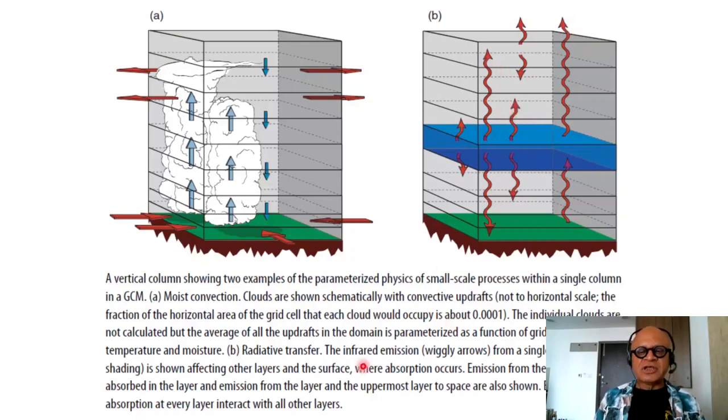So this is a complicated calculation. In fact, in the atmospheric GCM, radiative transfer calculations are the biggest part of the computational cost. Infrared emission, wiggly arrows from a single layer, is shown affecting other layers and the surface where absorption occurs. Emission from the surface that is absorbed in the layer and emission from the uppermost layer to space are shown. Emission and absorption at every layer interact with all the other layers.